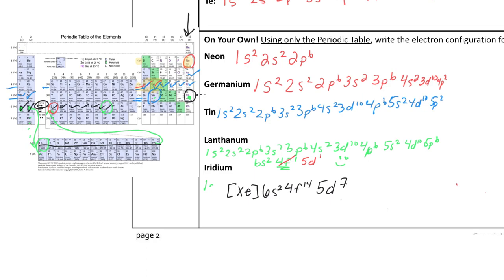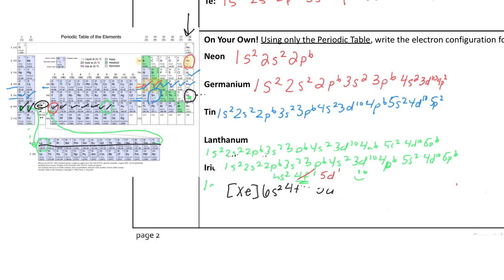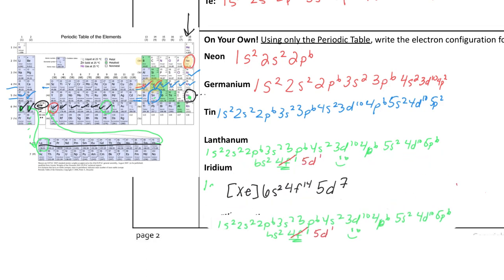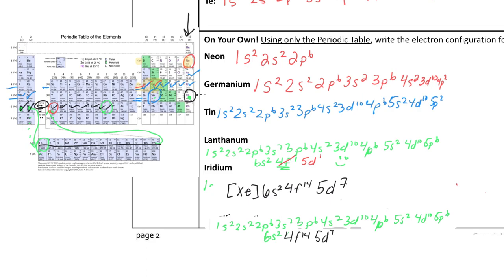You could write out the whole thing like we did before, which maybe for those just watching and not listening, I'm just going to circle this, and I'm going to bring that down here. We could do the same thing except at the very end here, instead of ending here, we could put the 4f14 and the 5d7. Okay, both of these are equally good. This is just called a noble gas shortcut for when we're writing these really long ones. Xenon's electron configuration is this whole thing, and so this is replacing that whole xenon piece. So you can write it out, or you can write the noble gas.